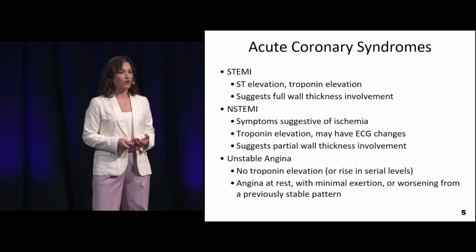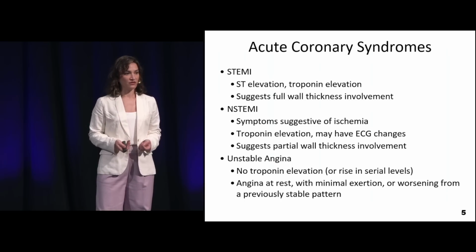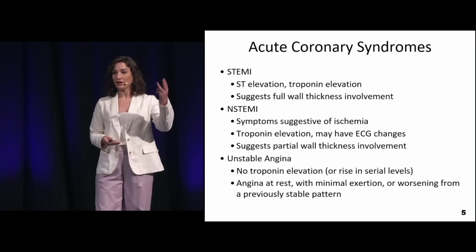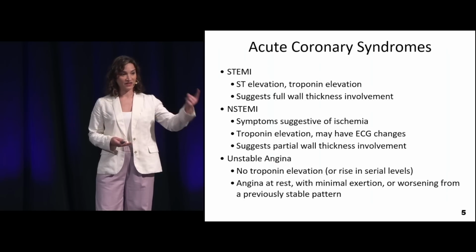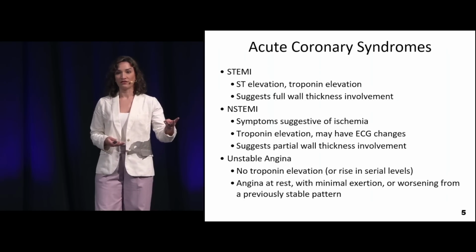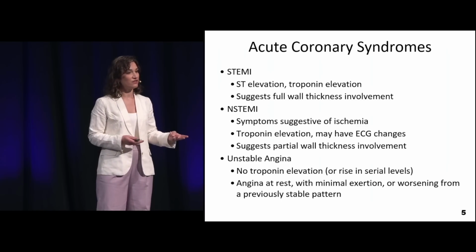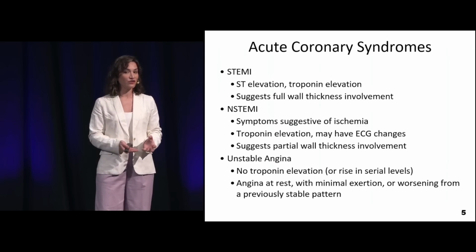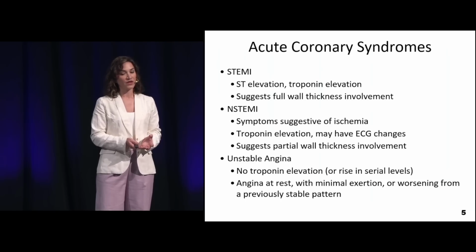Let's talk about ACS. What is it traditionally? When we have said ACS in the past, it's really 3 things. It is STEMI, NSTEMI, and unstable angina. If you have any one of those 3 things, you can say that you have ACS. And this is the traditional terminology that we have used.